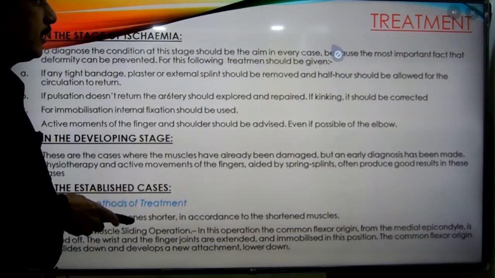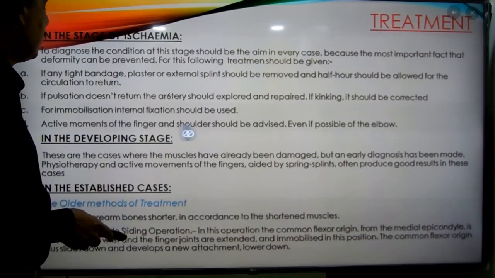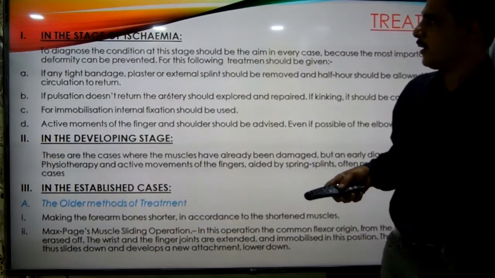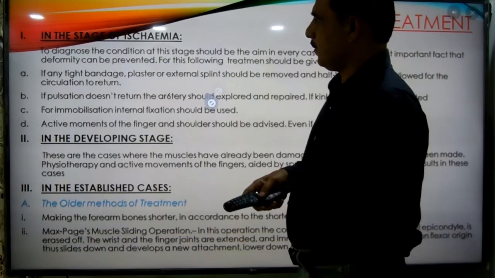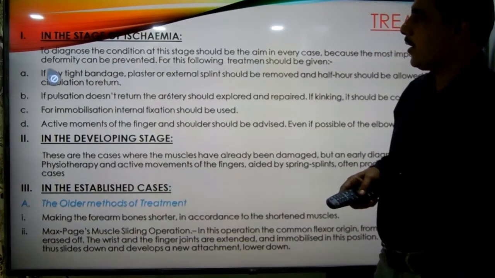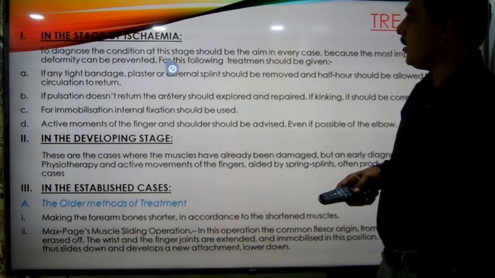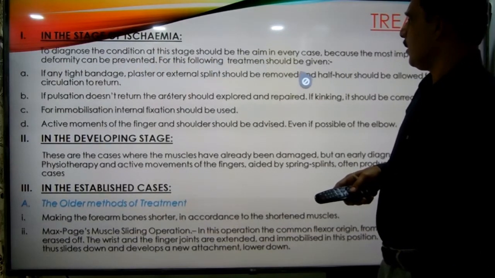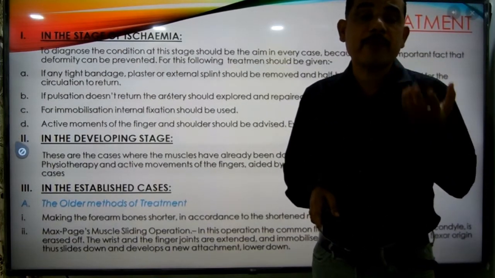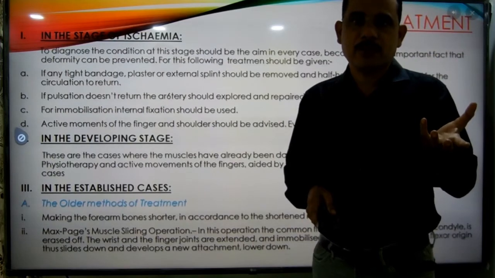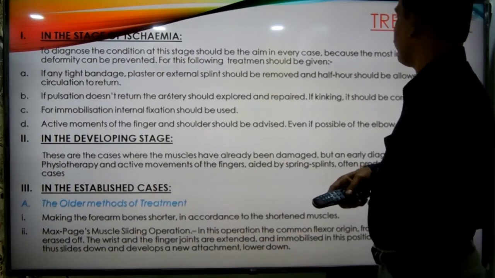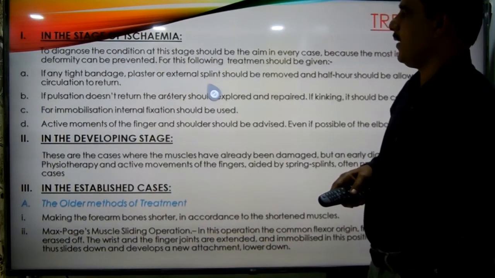the treatment. The treatment of Volkmann's ischemic necrosis is usually as per the stages. First, in the stage of ischemia, you should diagnose the case, and to diagnose the condition at this stage should be the aim in every case. Isn't it? We should diagnose it in every case because you can prevent the contracture and deformity. And the most important fact is that deformity can be prevented.